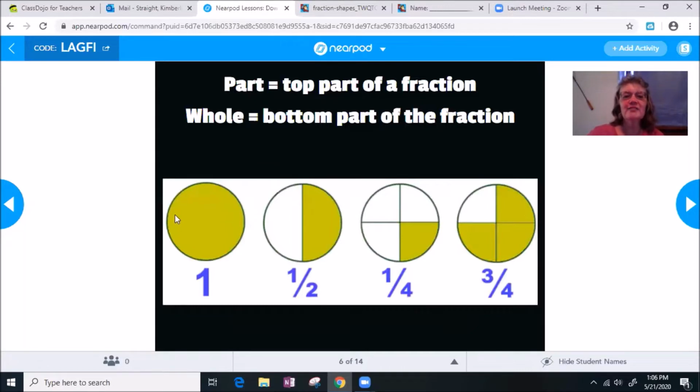So again, here we have our whole, and if we divide it, again, fractions need to be divided equally. Each part has to be equal. Half of the circle is shaded, 1/4 of the circle is shaded, and then 3/4. So the top of the fraction, the numerator, is the part. The bottom of the fraction, the denominator, is the whole.